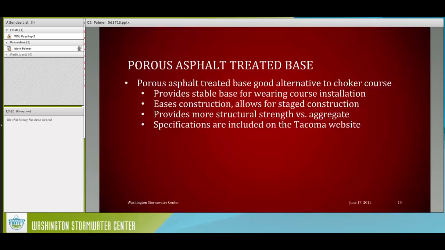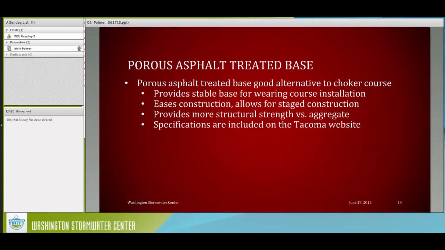So porous asphalt treated base is a good alternative and actually a very highly recommended alternative to a choker course. Not only does it provide you a much more stable base for your wearing course installation when you have asphalt pavers and dump trucks on it. No matter how good your choker course is, you're going to have a lot of movement on that. You're going to have rollers out there constantly working that to try to keep it smooth enough so you get an even application of asphalt over top of that. The asphalt treated base virtually eliminates that.